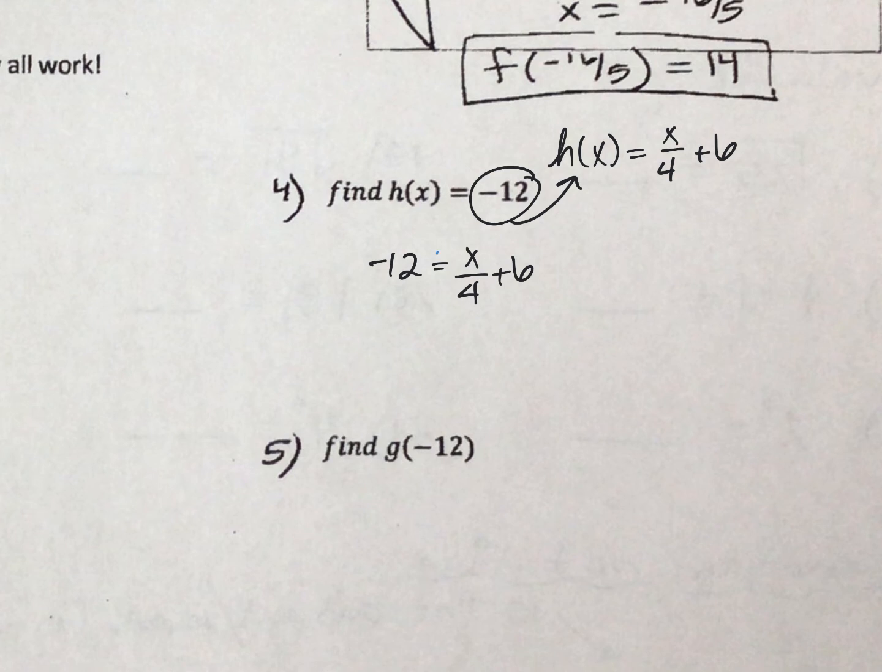How am I going to solve this? Not yet. I don't want to multiply by 4 first. No. I already set up my equation. H of x is equal to negative 12. That means negative 12 goes here. How do I solve for x, Elizabeth? Subtract the 6.